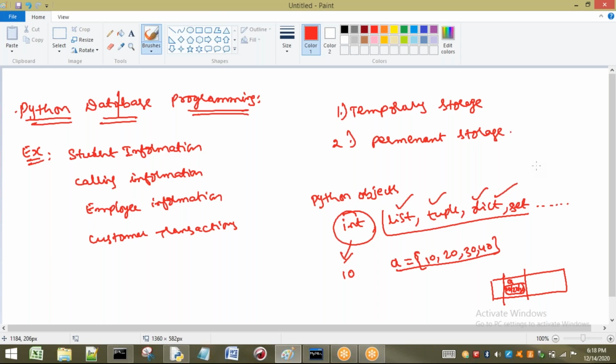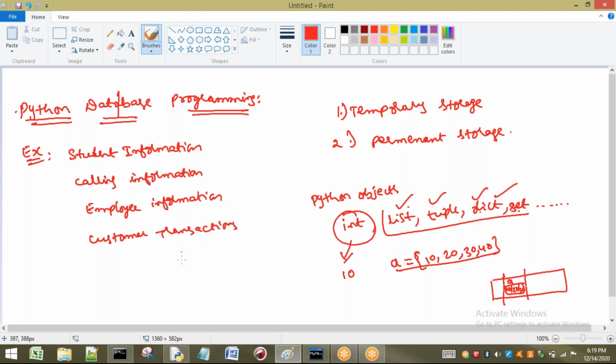Now coming to permanent storage. If I want to discuss permanent storage, generally I have to go for the concept of files. So why are we going to create this list, tuple, dictionary and set? Only for the purpose of program execution. If I close that program, there is no need of having the values.